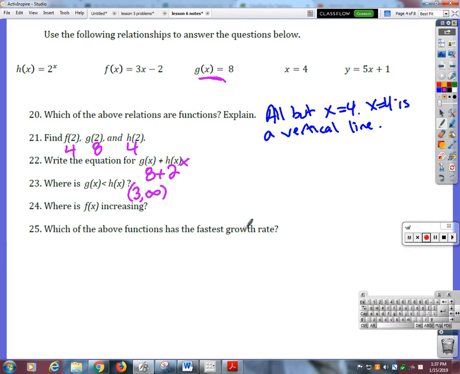All right, 24. Where is f of x increasing? Good. Everywhere. How do you know? You plug in 1, you get 1. There's a minus 2. What does the 3 tell us about that graph? In the y equals mx plus b situation, what is the 3? The slope. And is that slope positive or negative? Positive, and so that means you know it's increasing. So that's increasing everywhere, from negative infinity to infinity.